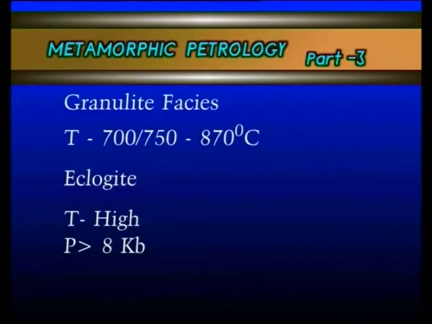And further is granulite facies, where temperature is nearly 700, 750 to 870 degrees centigrade. And further ahead, that is eclogite facies, where temperature is high as well as pressure more than 8 kilobar. So these are the facies particularly in regional metamorphism, where pressure is normally above 4 kilobar.